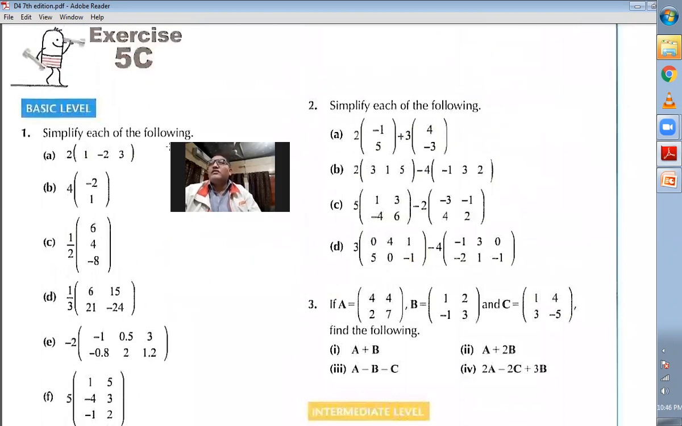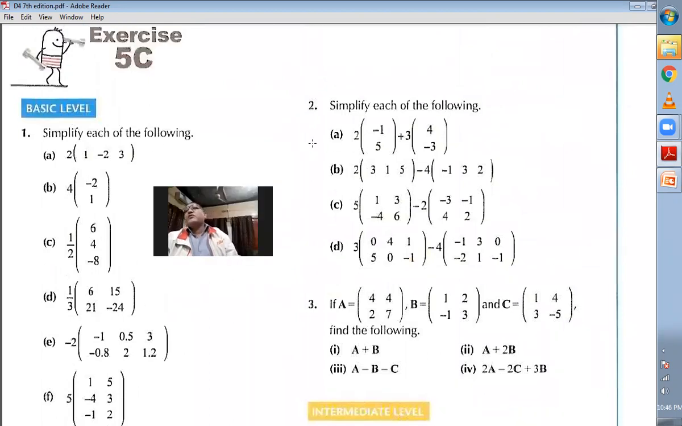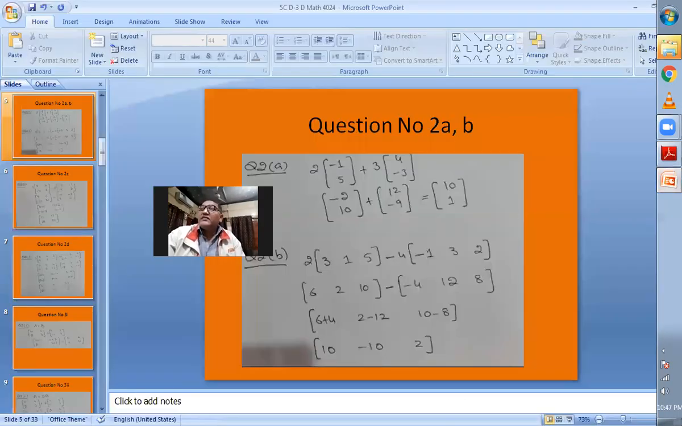Sorry, question number 2. We are going to attempt question number 2 from exercise 5C from the D4 new syllabus mathematics. Question number 2 is: simplify each of the following. The first question is 2 multiplied with this matrix plus 3 multiplied with this matrix. So this 2 will multiply with both these members. This 3 will multiply with both these members. Then we will add both the answers. Okay, so let me show you.